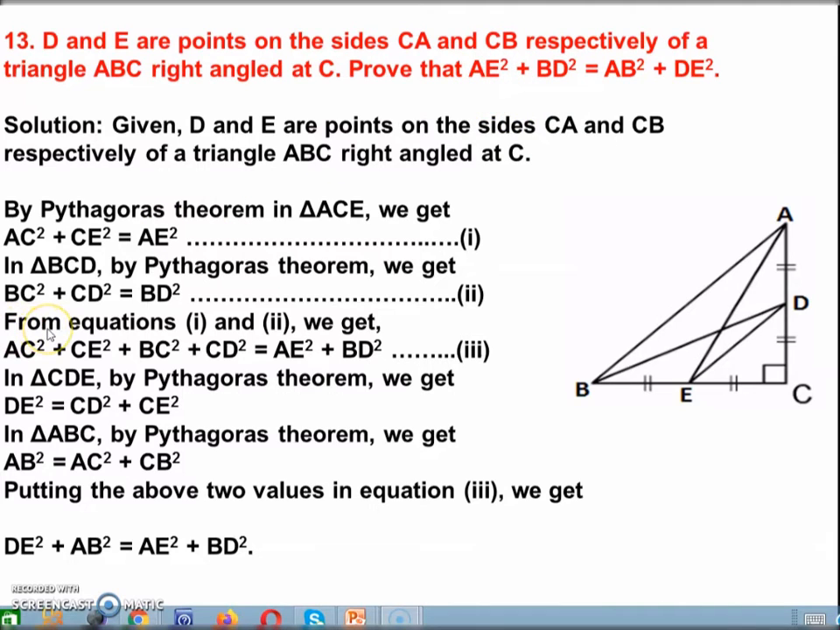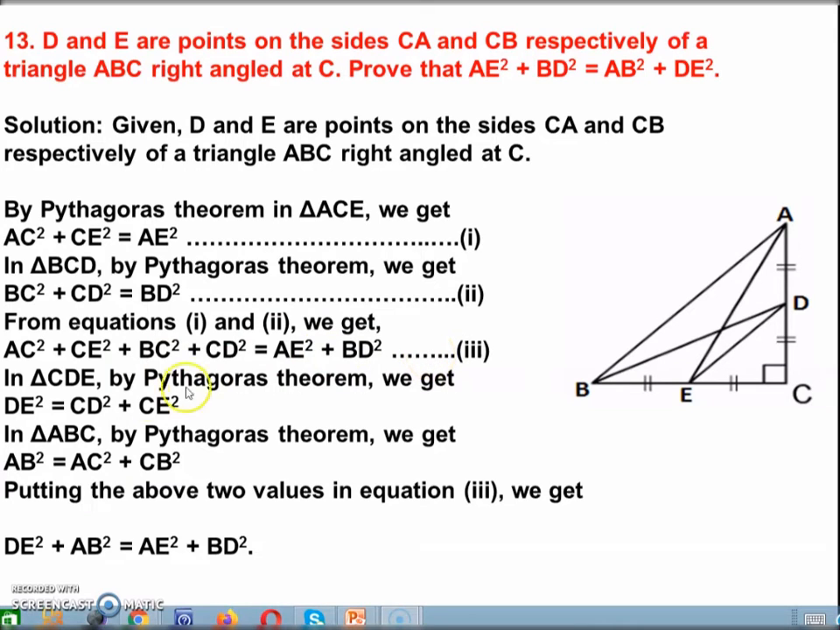So in the next triangle, when you apply it, you will get BC square plus CD square is equal to BD square. Now when you add these two, you will get AE square plus BD square is equal to the sum of these four. So that is, at least, the left hand side you will get. So AC square plus CE square plus BC square plus CD square is equal to AE square plus BD square. This one you will get.